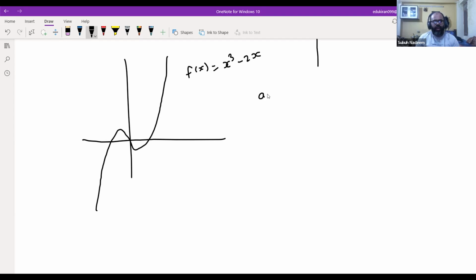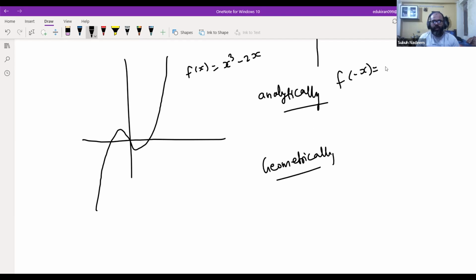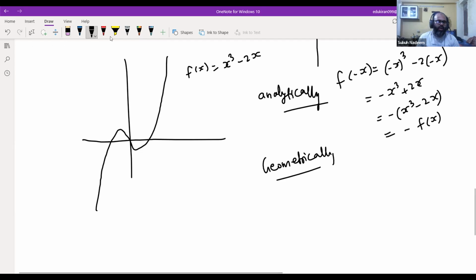You can check analytically also, whether it is odd or not. You can check geometrically also. How can you check analytically? You can just see that if you take f of minus x, it will be minus x cube minus 2 into minus x. So minus will come outside here, and here it will become plus 2x. Minus you take common, so x cube minus 2x, and x cube minus 2x is f(x). So this will be minus of f(x). So this is clearly an odd function because f of minus x is coming out to be minus f of x.